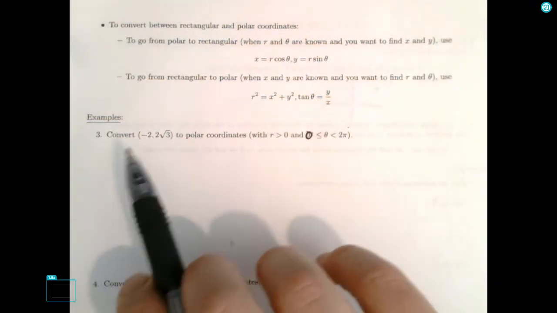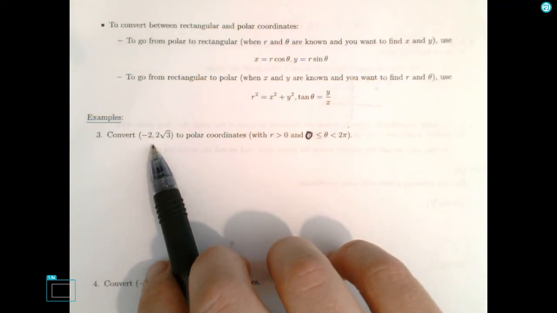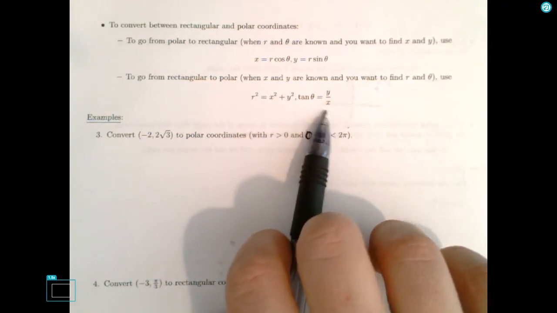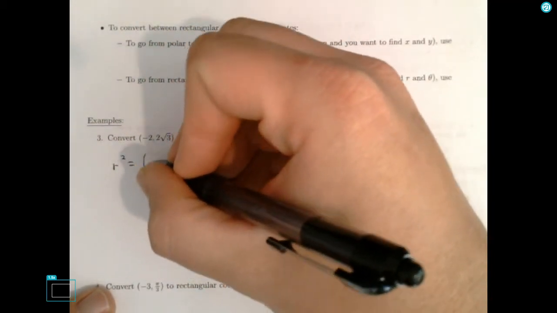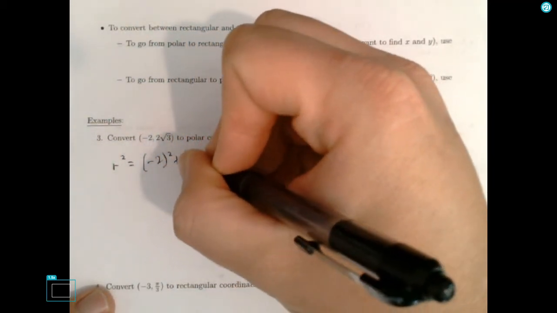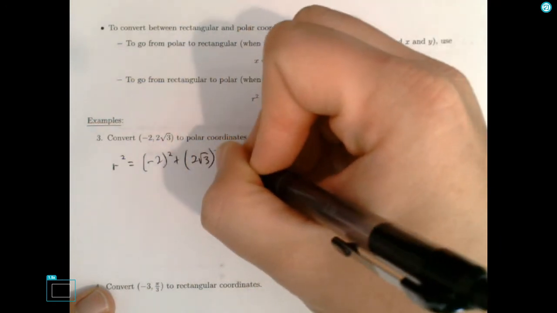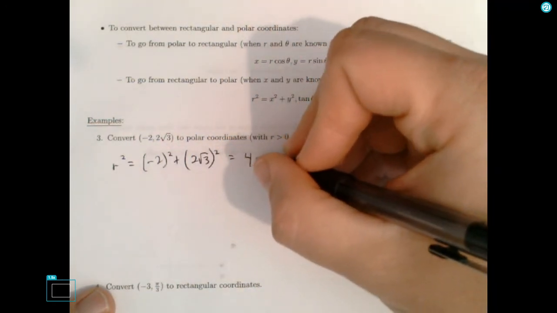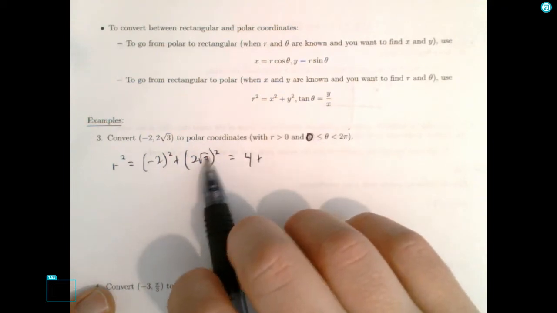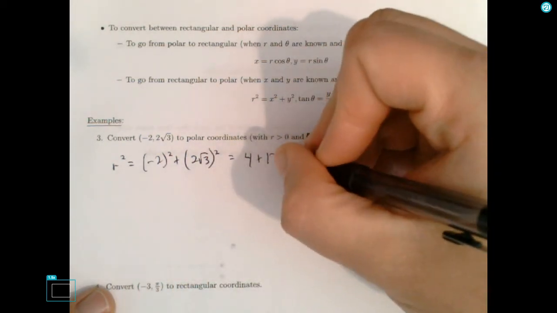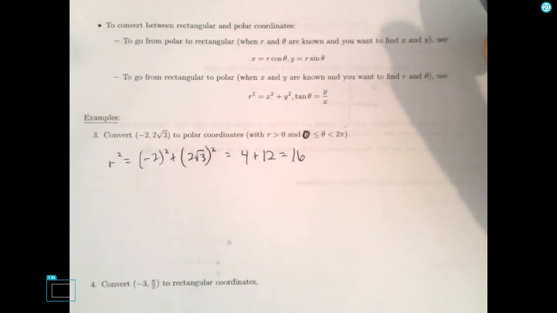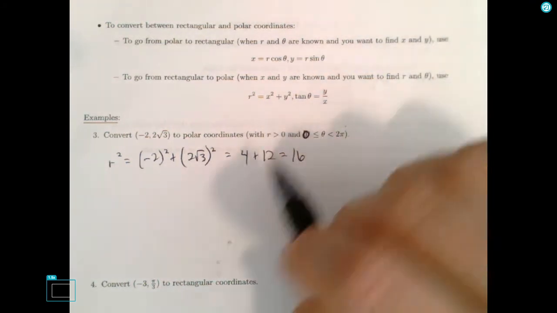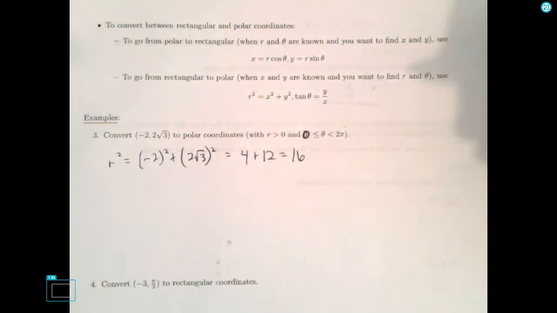Okay, so we're given x and y. We want to find r and theta. So we're going to use these relationships. I'll find r first. Okay, so r squared is x squared plus y squared. That's 4 plus 4 times 3, so 12, which is 16. Oh, r squared is 16. How nice, right? So r squared is 16. That must mean that r is plus or minus 4. We want the positive one, so we'll take r equals 4, right?